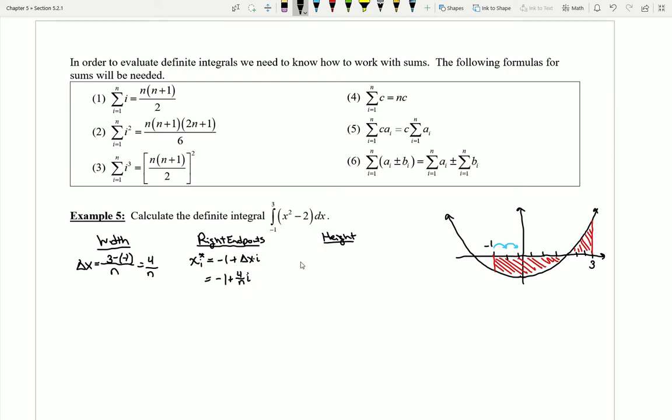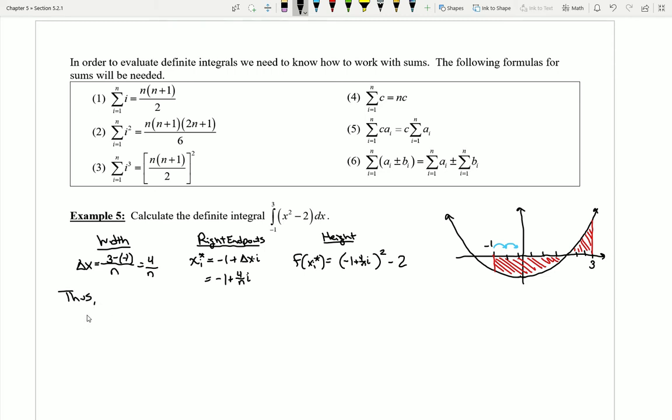My height is then going to say, take my function and plug in my value of xi star. So in here, notice that my function is x squared minus 2. So in place of x, I'm going to put in my xi star, negative 1 plus 4 over n times i. So once all this is done, now I can say the following.